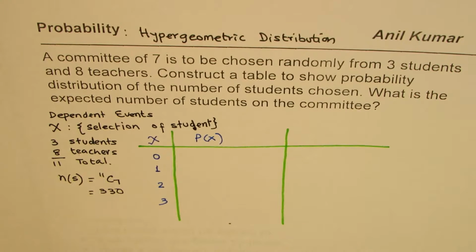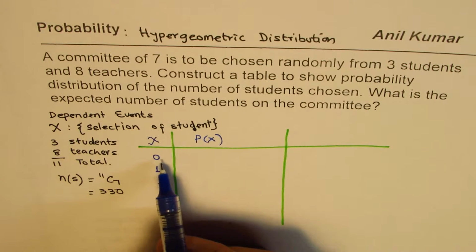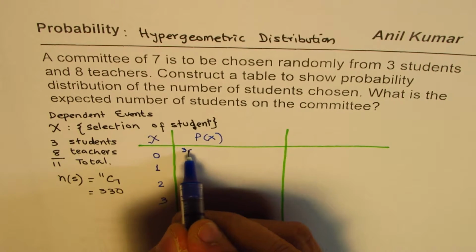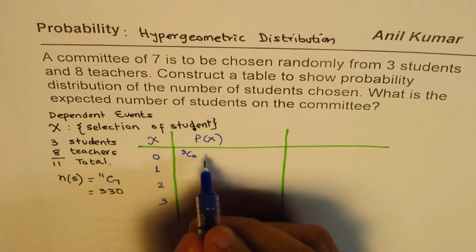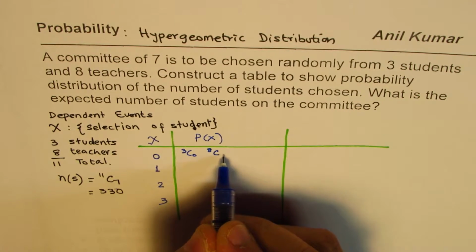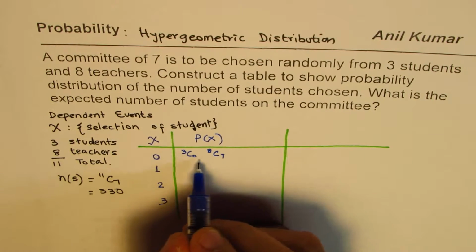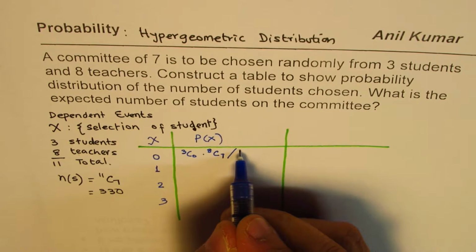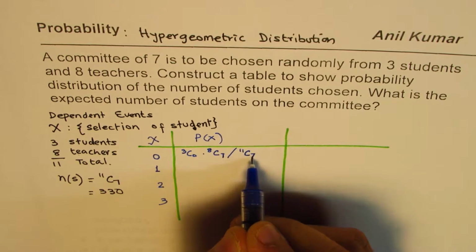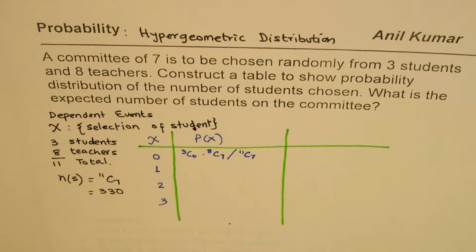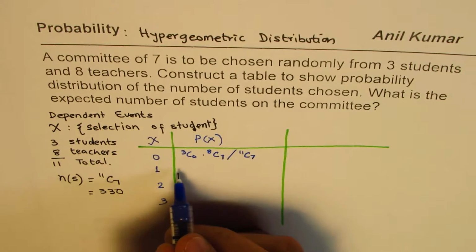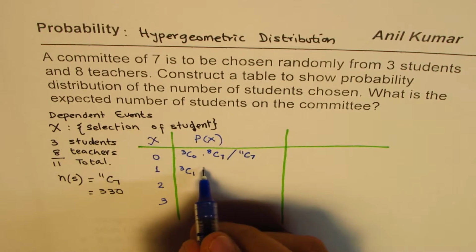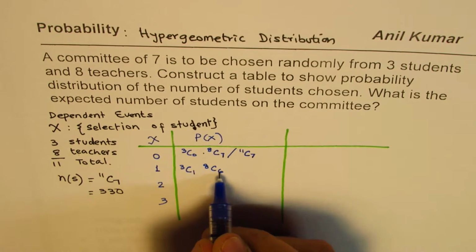Okay. Now in the first case, if you do not choose any student, that means out of 3, none has been taken, and out of 8 teachers, 7 have been selected. Is it okay? So probability will be this times this divided by the total number of combinations. That means out of 11 we will be choosing 7, right? So that becomes the probability. When we select 1 student, then 1 student is selected from 3, and then 6 will be selected from the teachers. So from 8 teachers, 6 will be selected.